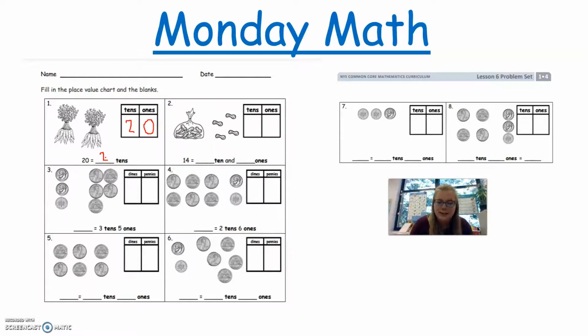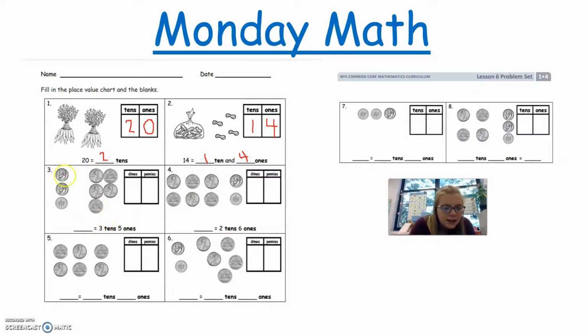Alright, good job. This next one, this is my 10, so I have one bag of peanuts, it's one group of 10. And I see I have 1, 2, 3, 4 little single peanuts, so that's 4 ones. What's my number? What's my total amount of peanuts? 14, right? So 14 is how many tens? 1 ten and 4 ones. Good job. When you keep going, it's going to do dimes and pennies. Okay, so we're going to do a couple together.